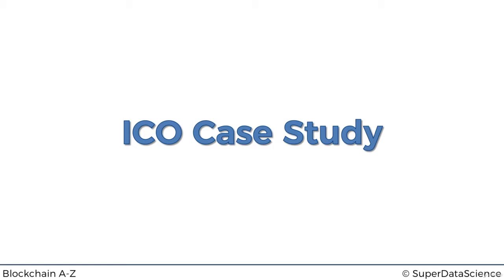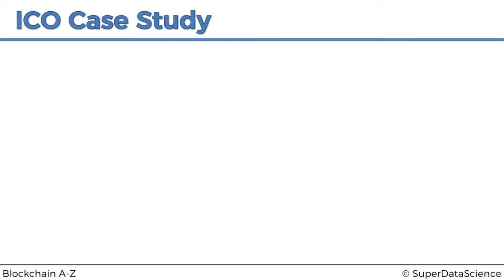Today we're going to have a case study of an ICO. So we already talked about what an ICO is and how it works and how it's different to an IPO. And now we're going to look into a specific example of an ICO, a hypothetical example that will help us understand a bit better how exactly ICOs take place. So let's dive straight into it.